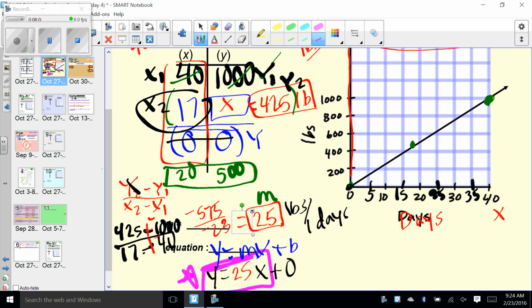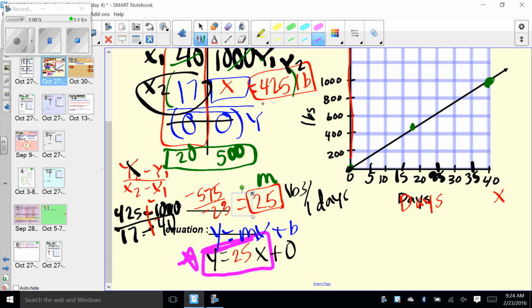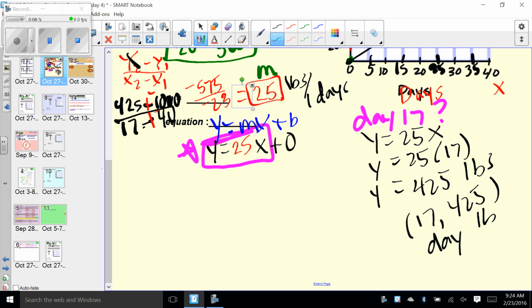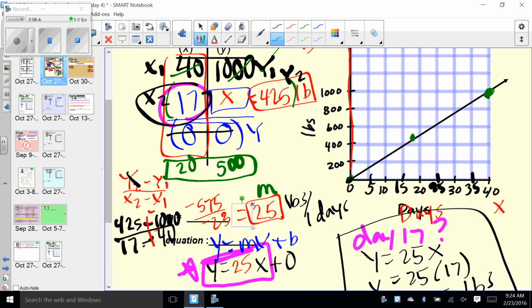Now we would always want to check a data point to make sure that it works. I would recommend that we check day 17 because we're wondering about what's happening at day 17. If we use the equation y equals 25x, we would plug in a 17. If it's growing 25 pounds a day, on day 17, 25 multiplied by 17 gives us 425 pounds. So on day 17, the pumpkin is 425 pounds. That confirms everything that I had up in the table. Sorry about my work. I'm using a tablet pen, so sometimes it's hard to write.